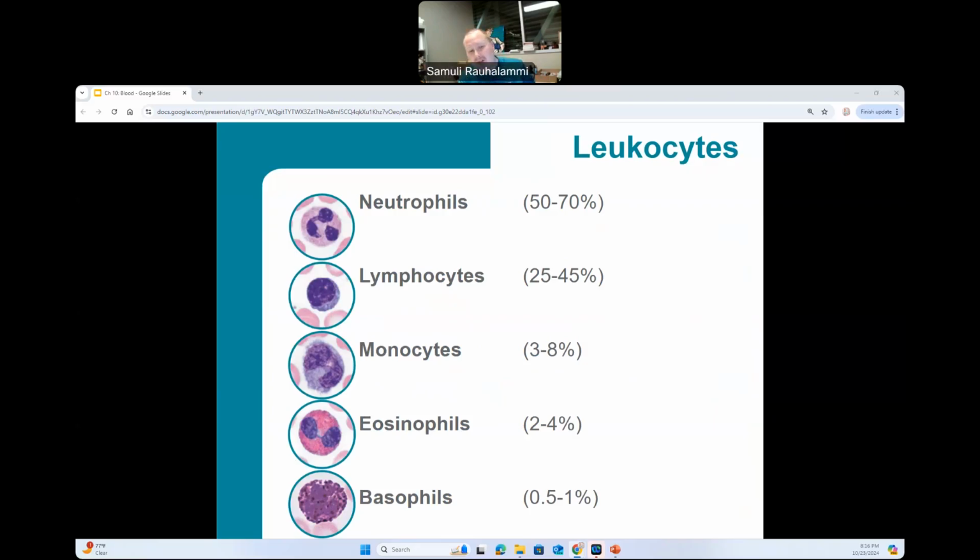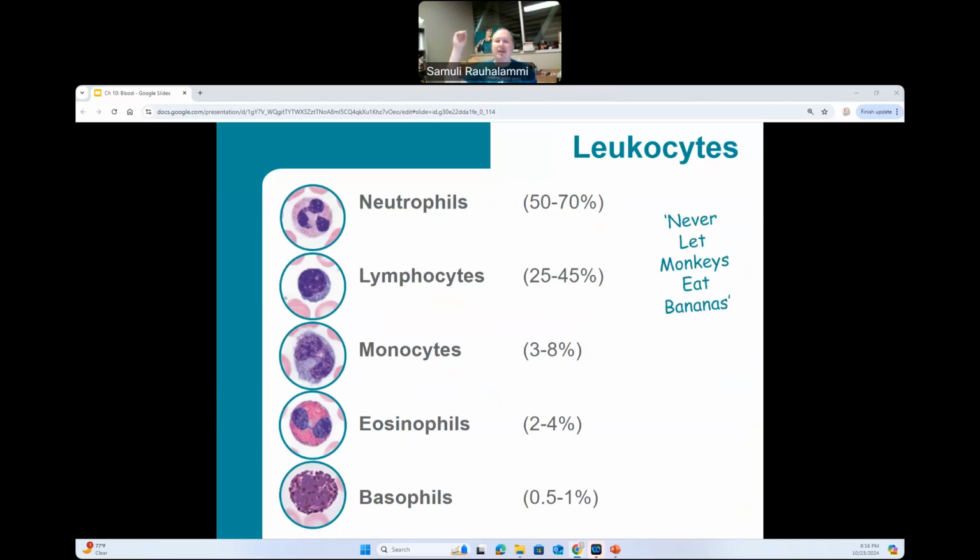So my students often ask me, how do I remember this? How do I remember the number of white blood cells? And the mnemonic that I would give to you is: never let monkeys eat bananas. So that gives us the most common ones, neutrophils, followed by lymphocytes, followed by monocytes, then eosinophils, and finally our basophils. Never let monkeys eat bananas.